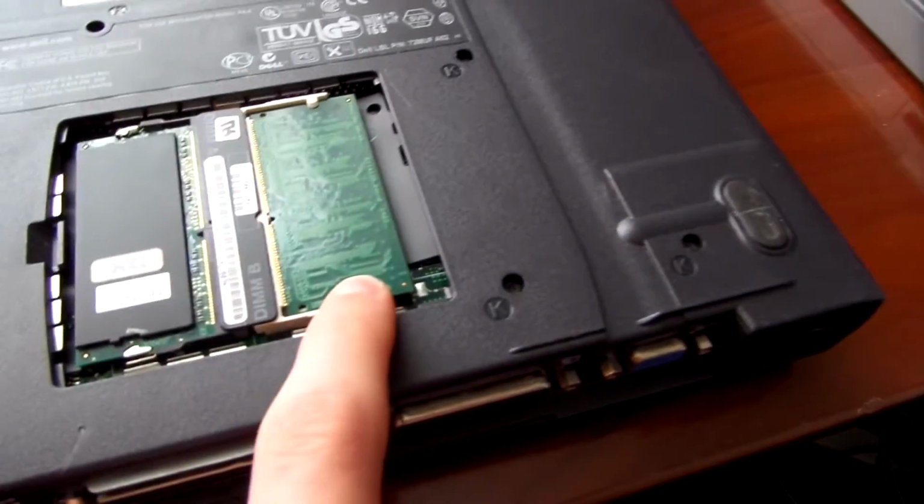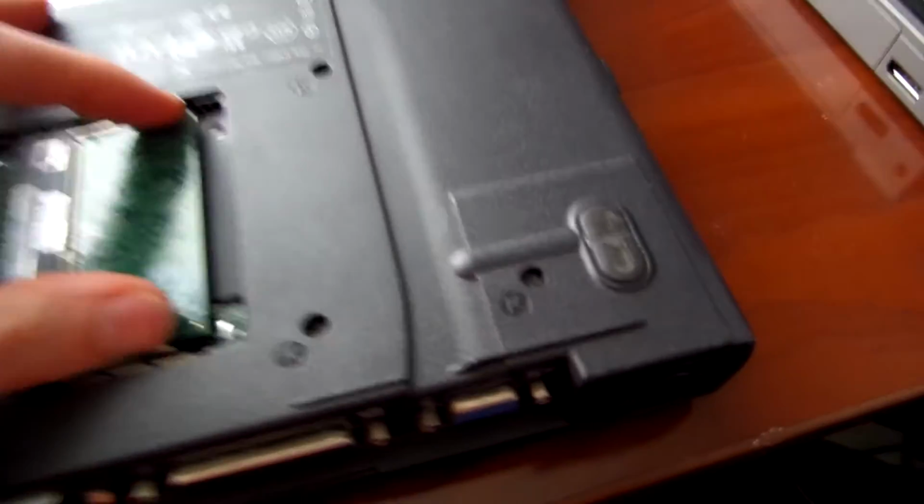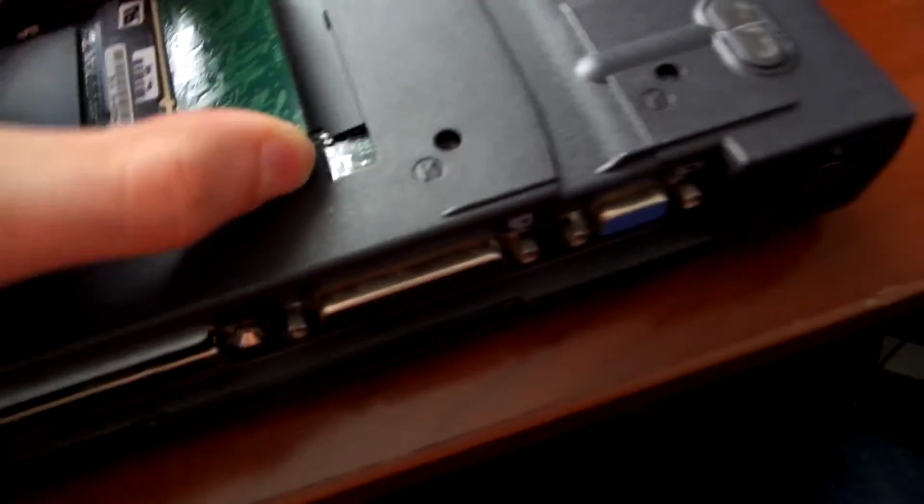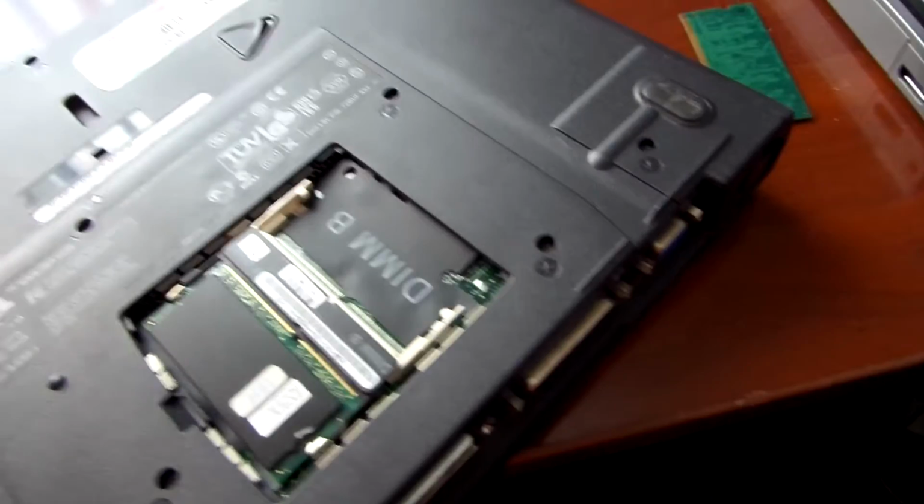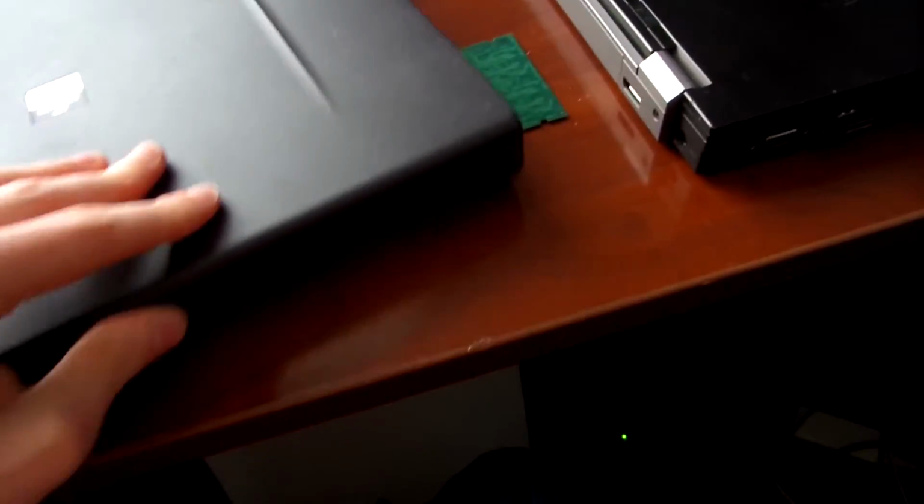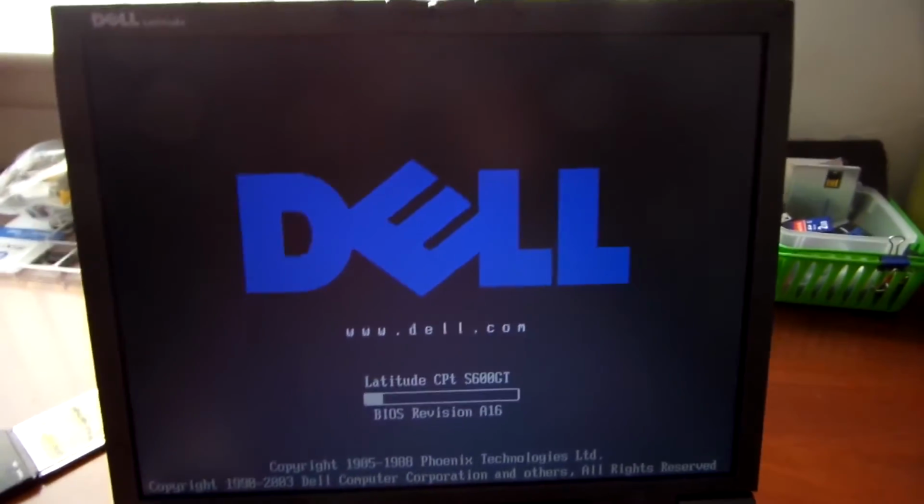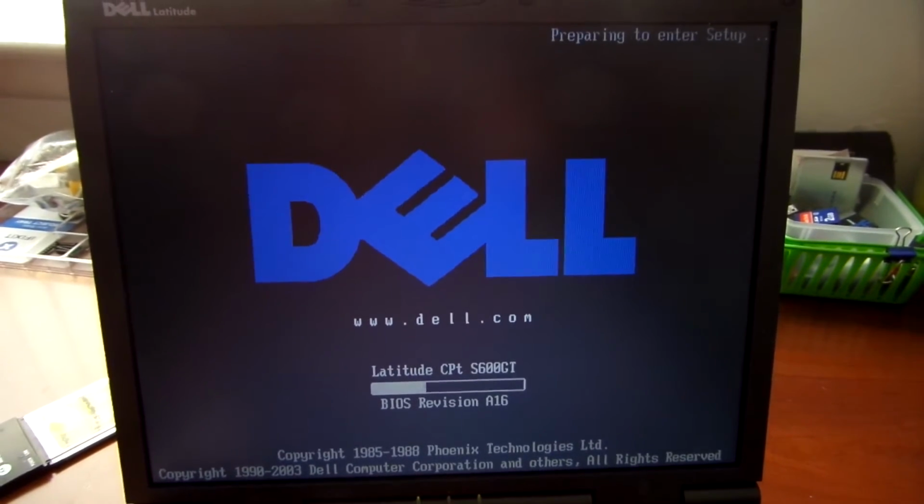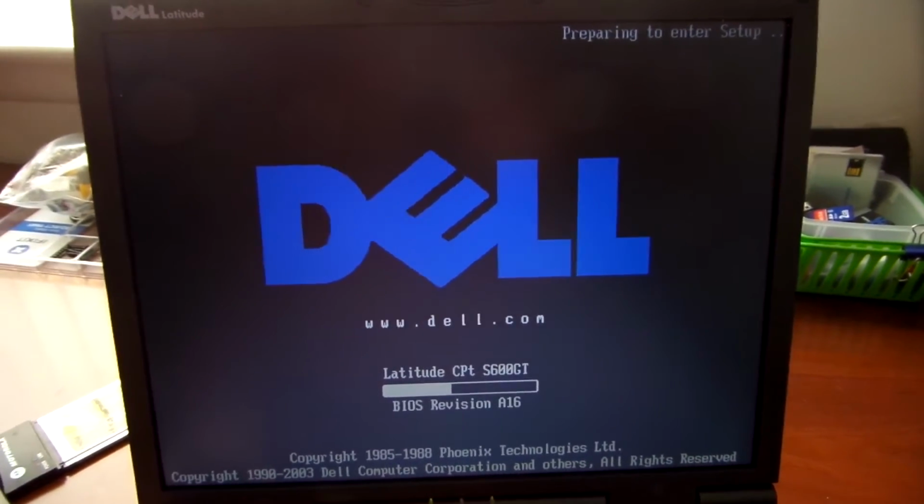But if I take a stick of RAM out of here, the problem goes away. It doesn't exist. And I can put this RAM stick back in there, and it would be just fine. But I can't have two. So I'm hoping that somebody out there in the magical YouTube land can offer me some advice on this. I don't know where to go from here.